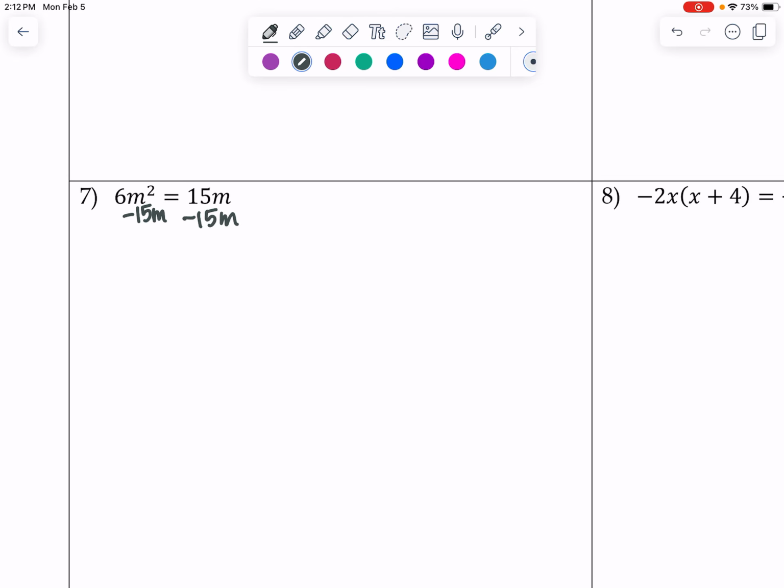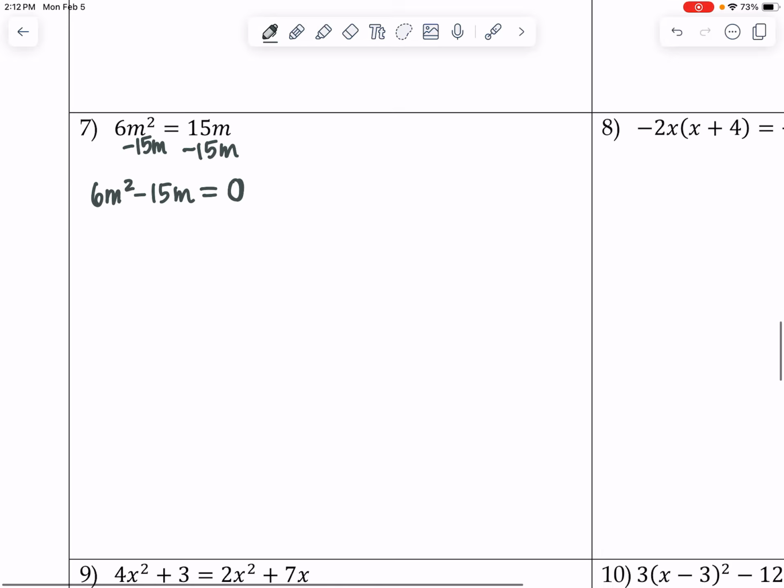And so be careful not to combine this m squared with the m. Those are not like terms. You need to rewrite both of them and leave them separate. Okay, and so now we have our equal 0 on the right. And this is a quadratic that only has 2 terms. If that's the case, look for which term you're missing. In this case, we're missing the constant term. And so if that's ever the case, you have a GCF guaranteed that involves the variable.